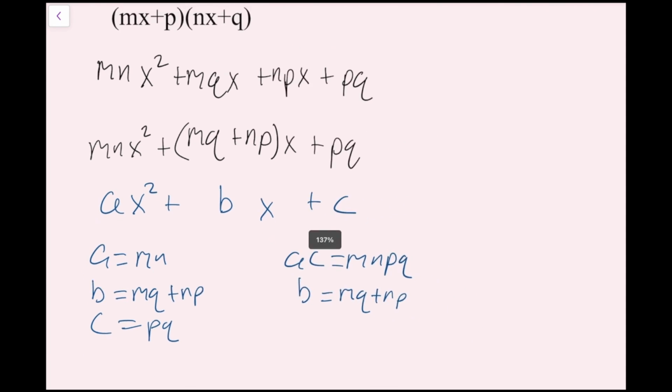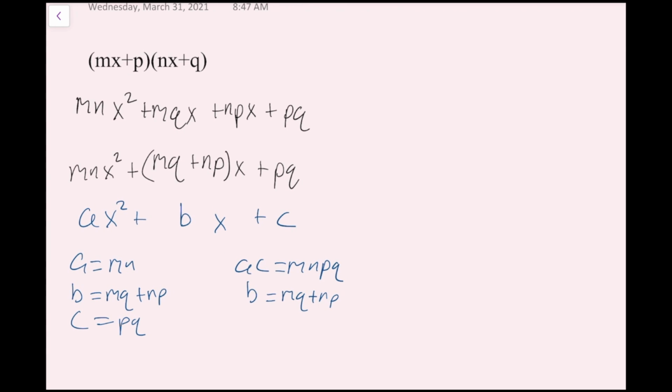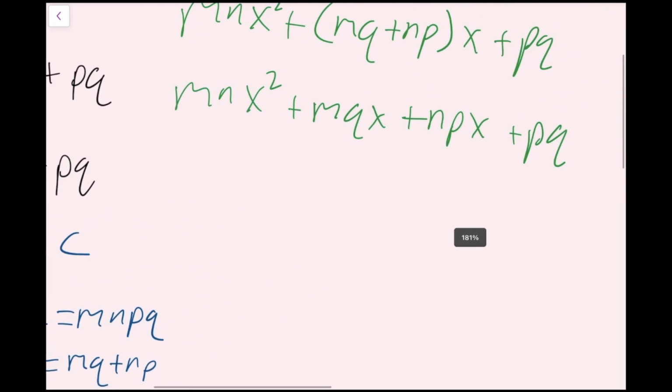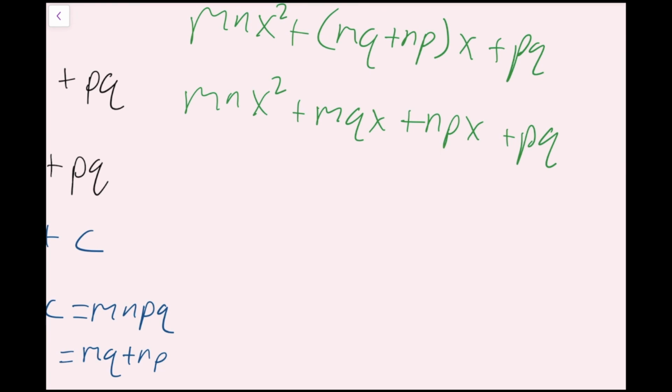So if I go over here, I'm going to rewrite this out. I have mnx squared plus parentheses mq plus np x plus pq. Now if I just distribute this x, I'm going to get mnx squared plus mqx plus npx plus pq. I'm going to zoom in here. And then what I'm going to be doing is factoring by grouping, like I said, and I'm going to separate these two things into groups. So I have this group, and then I have this group.